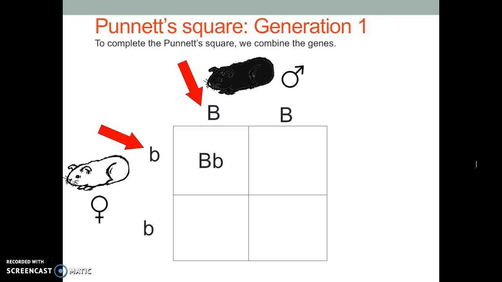To complete the Punnett square, we combine the genes from the mom and dad by pulling the letter from above down and the letter from across over. So now we could fill in the whole Punnett chart doing this system.